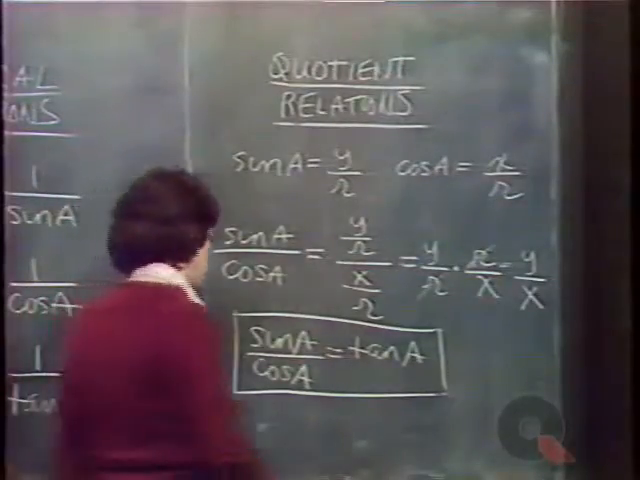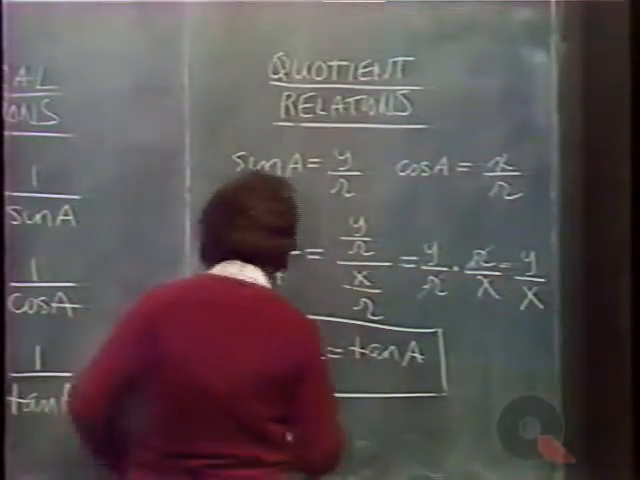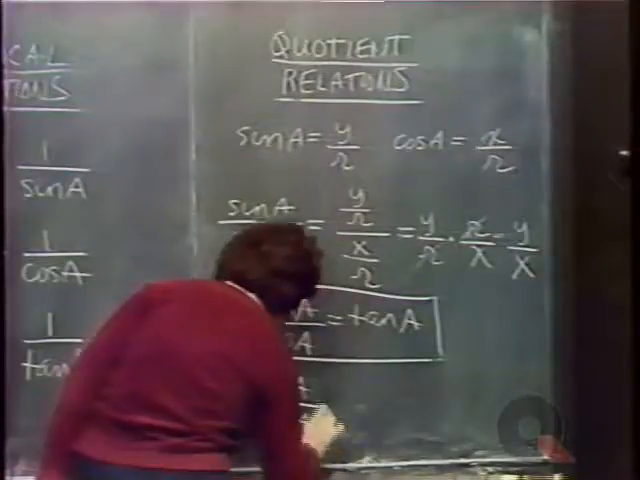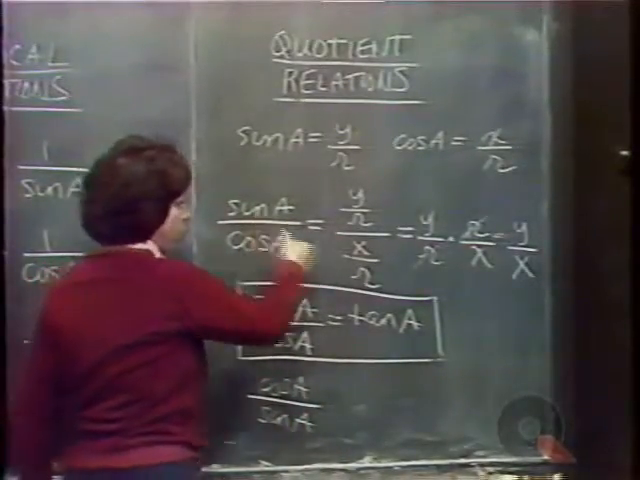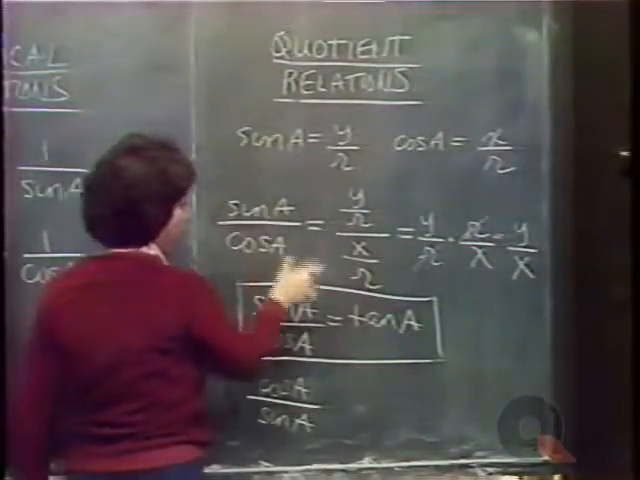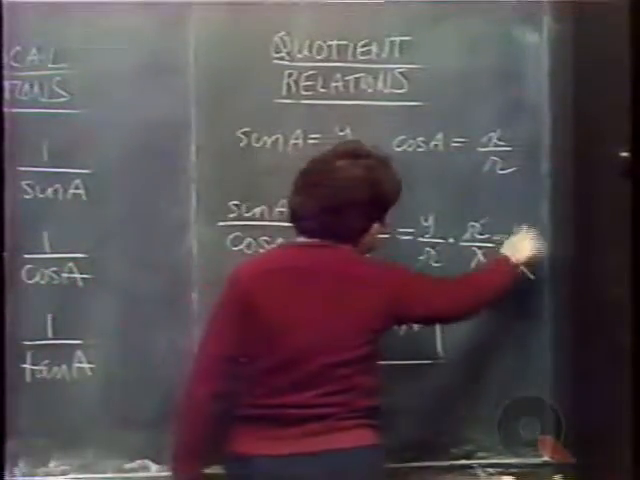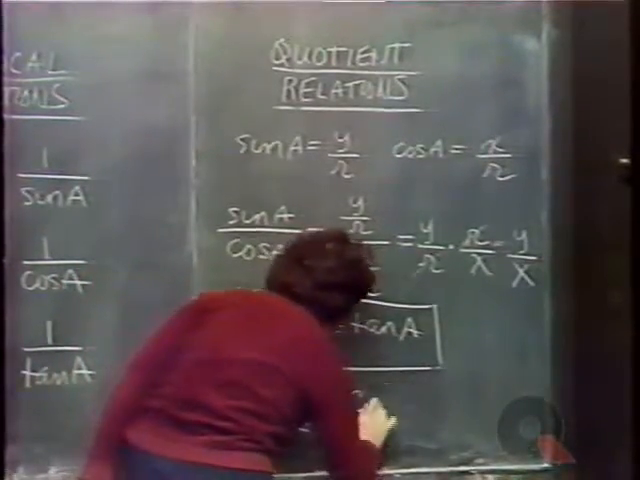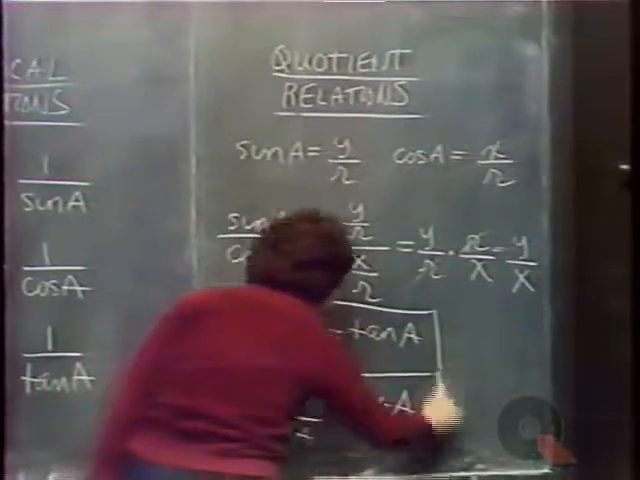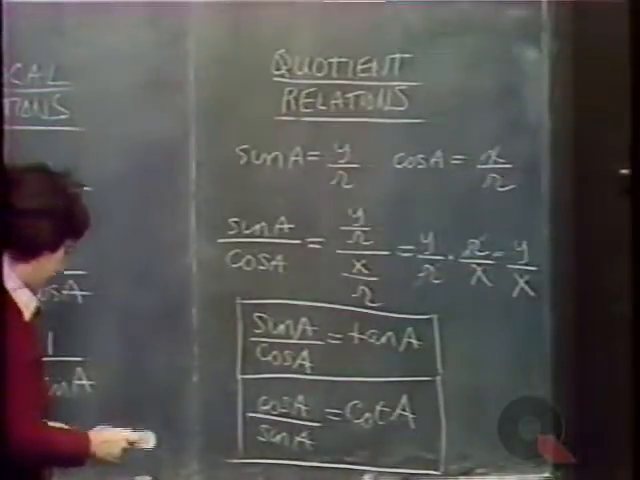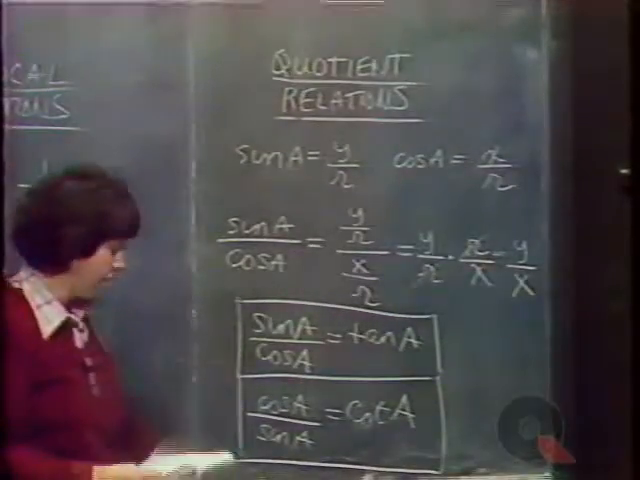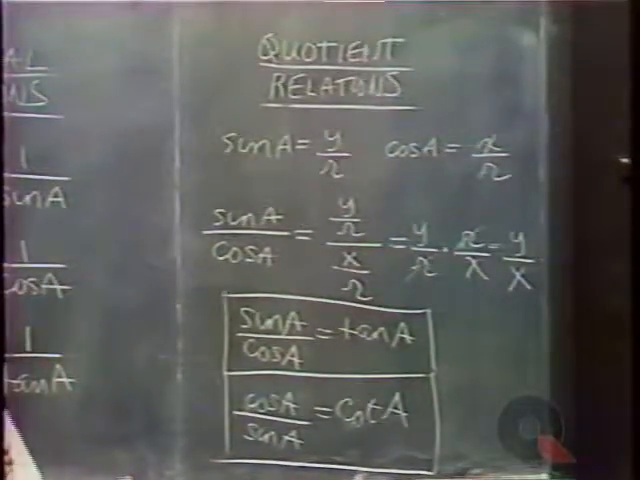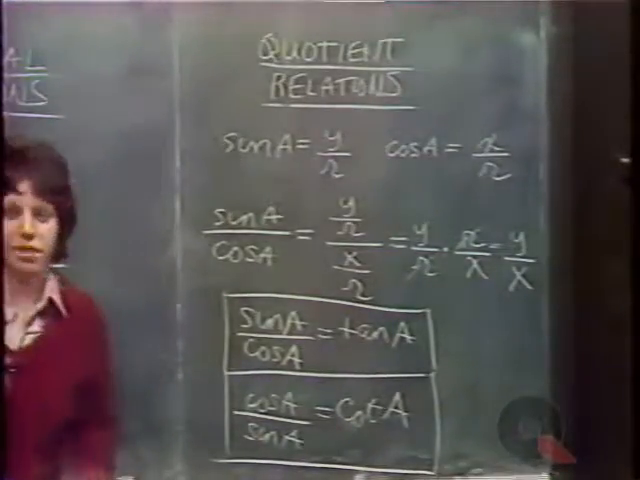In a similar fashion, you can take the cosine of A divided by the sine of A. If you do that, you would get just the reciprocal of what we have here. In other words, we'd have cosine over sine, and the answer would be the reciprocal, x over y, but x over y is our definition of cotangent of A. So we have that tangent of A is sine A over cosine of A. Cotangent of A is cosine of A over sine A. And these will be helpful for us to have later on. And this brings us to the end of our second tape on trigonometry.